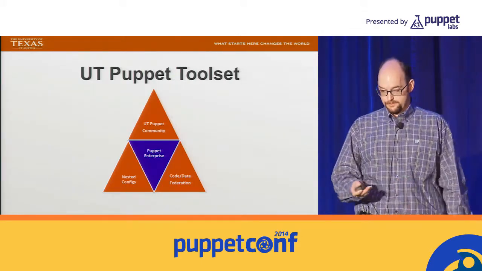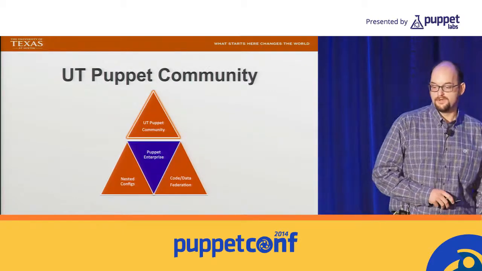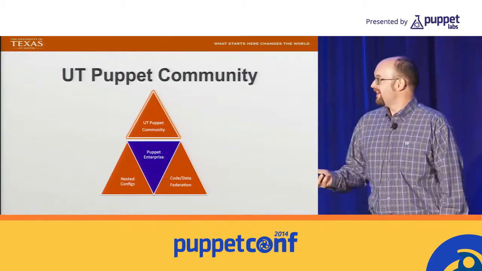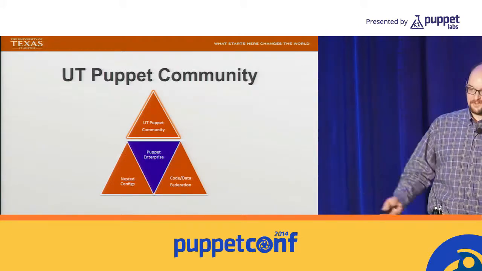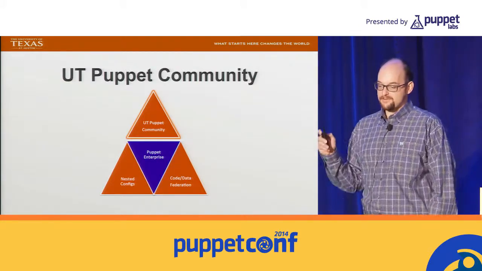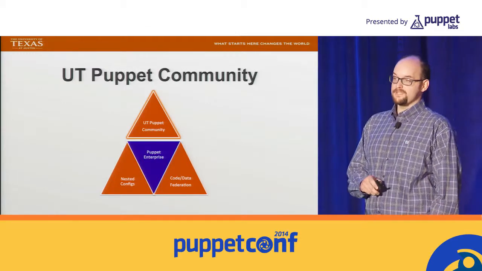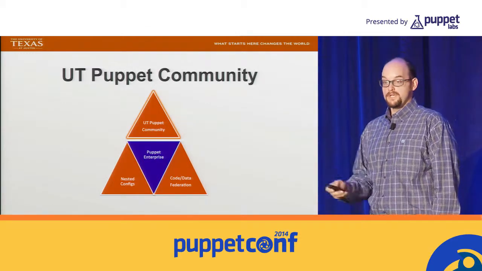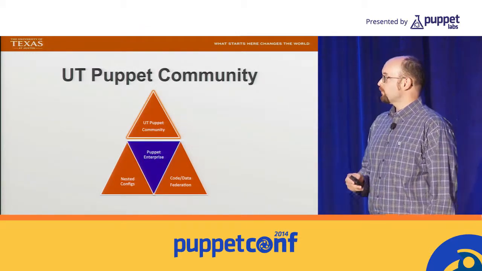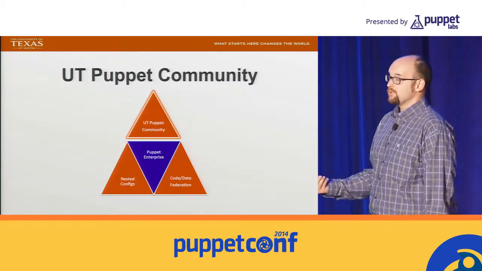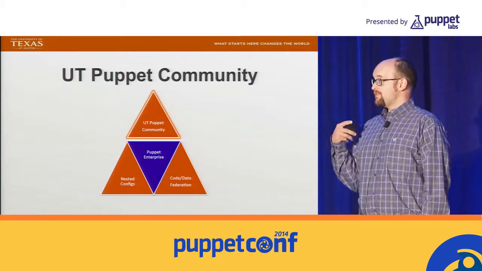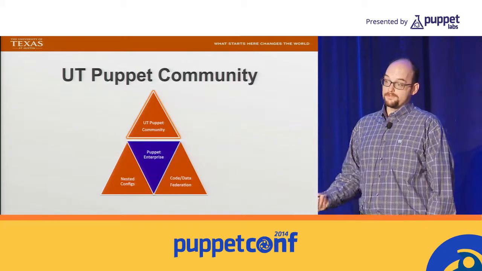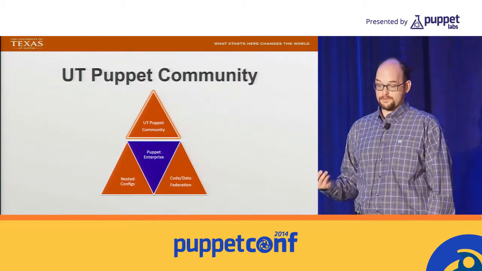So first, and this picture may look familiar, at least a little bit. There's no creepy eye at the top. This actually wasn't intentional. So first, and really I would say the most important, is building a Puppet community at UT. I know a lot of people have talked about this, but it really is very important because you can have the best tool in the world, and if nobody uses it, it's not really going to be of a lot of use.